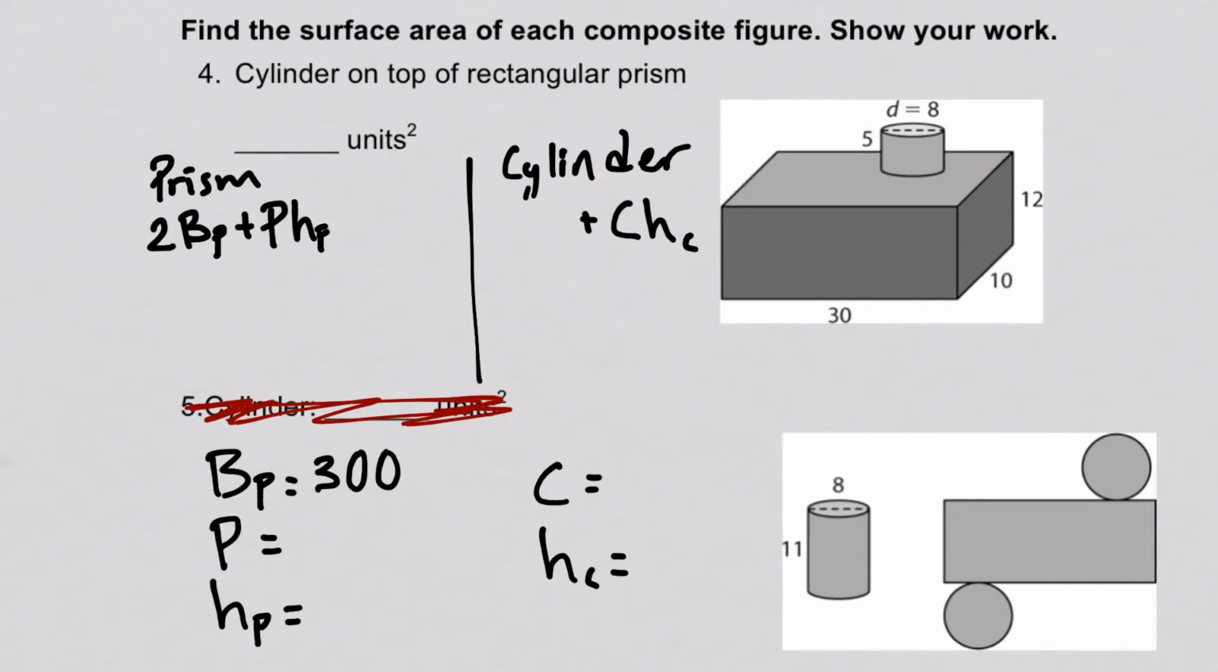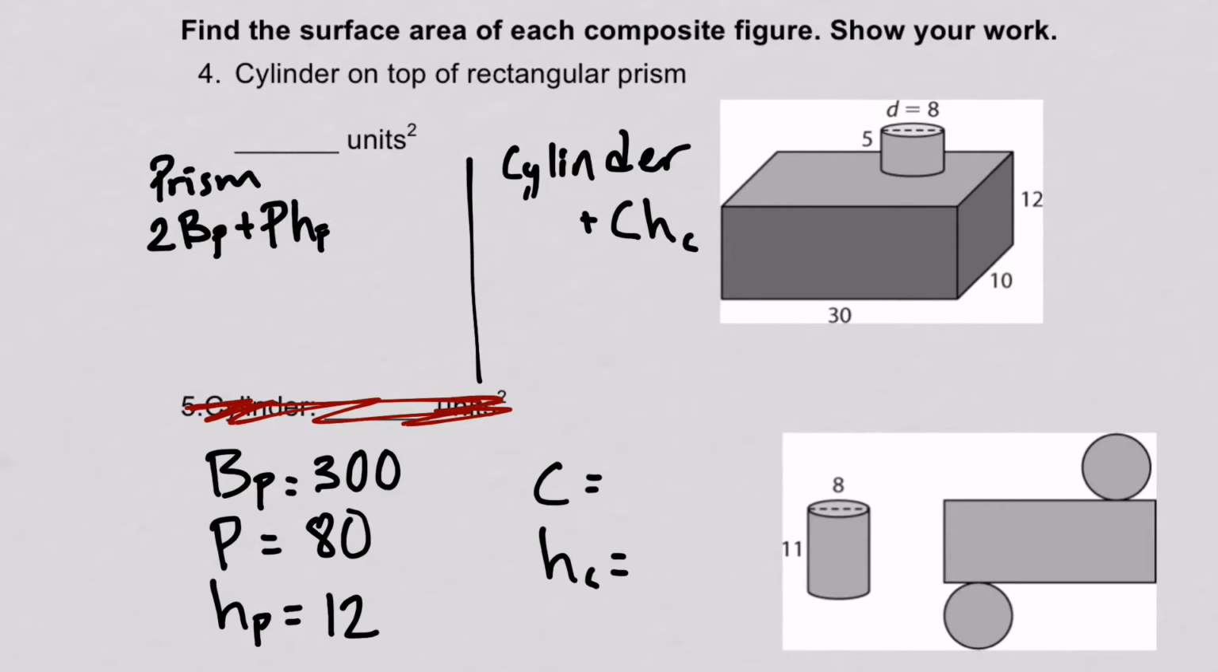The perimeter of the prism: this side is 30, this side is 10, so 30 plus 10 is 40, but that's not it, right? Because there's another 30 over here and another 10 here, so 30 plus 10 plus 30 plus 10 will give you 80. The height of the prism is right there, 12.